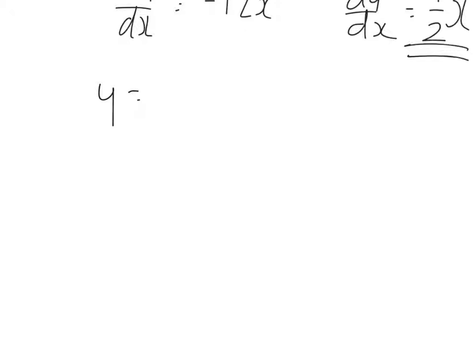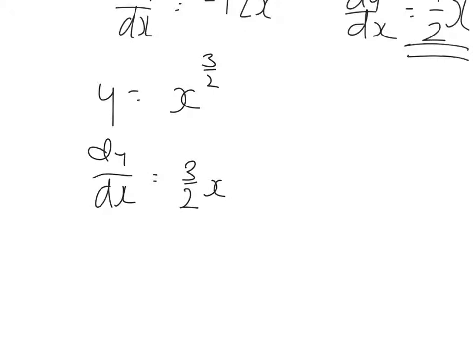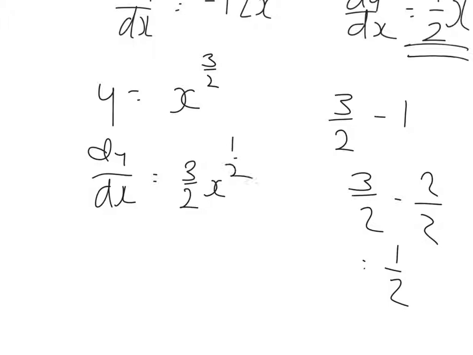Another one, y equals x to the 3 over 2, dy by dx, bring the power down, multiply, take 1 away from the power, so that will be 3 halves take away 1, which is 3 halves take away 2 halves. And the new power then is 1 half. We can then bring some indices into play.